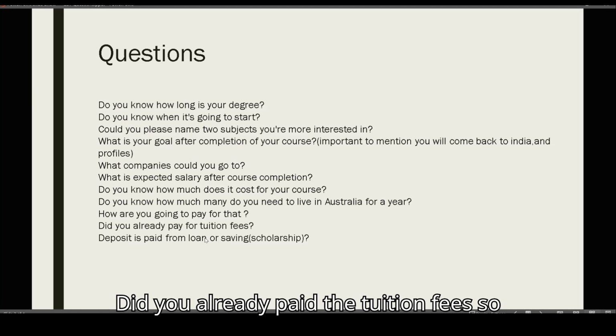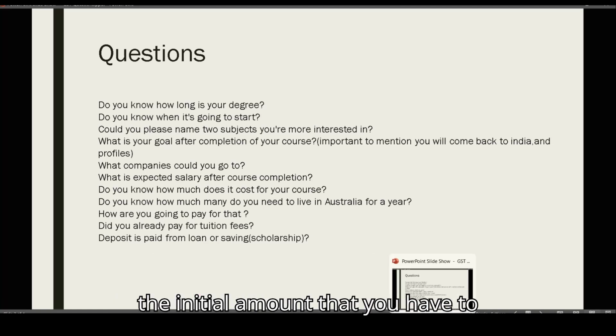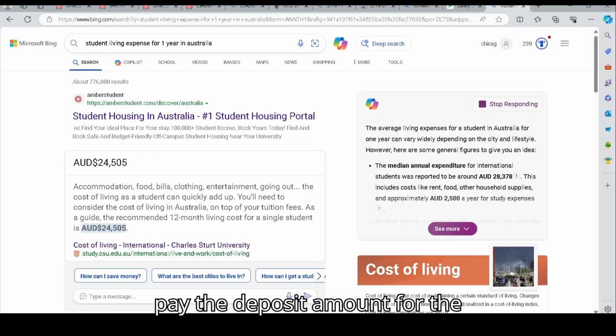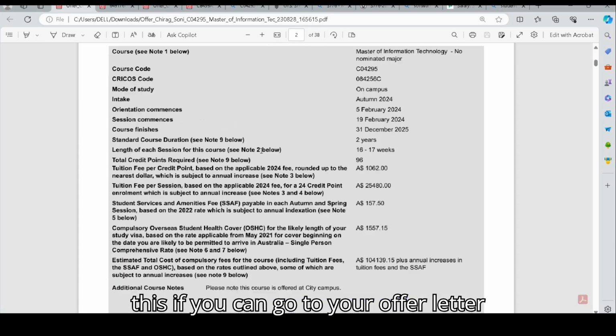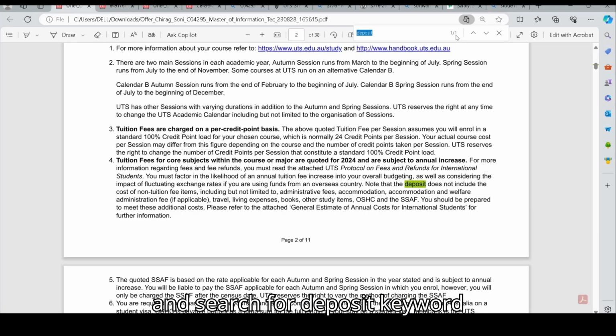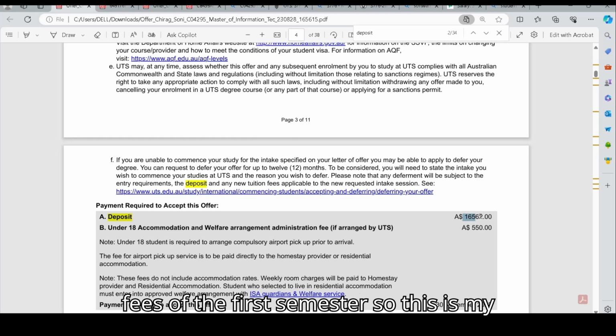Did you already pay the tuition fees? So basically over here they mention the initial amount that you have to pay, the deposit amount for the first semester. It's usually mentioned in this. If you go to your offer letter and search for the deposit keyword, you will get that. See, this is a deposit to pay the tuition fee. Usually fees of the first semester. So this is my deposit.